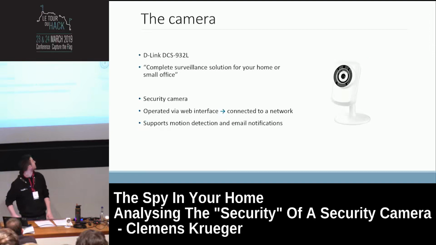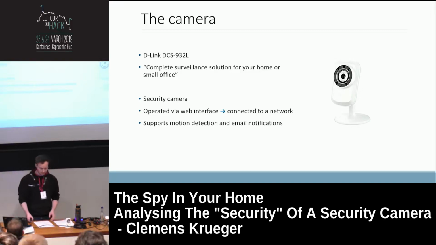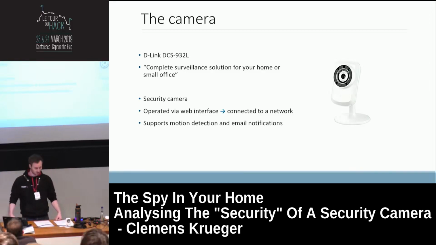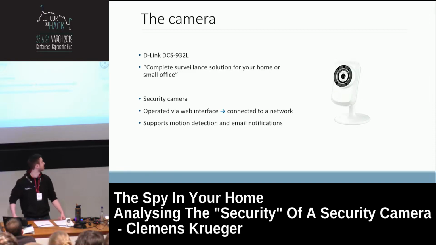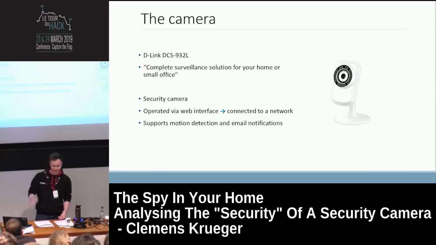Alright, so let's get to the interesting part, the actual camera. Now the camera that I chose was the D-Link DCS932L. It's marketed or described by D-Link as the complete surveillance solution for your home or small office, so it's aimed at home use. And essentially it's a security camera. It's operated via a web interface, which means it's connected to a network, which is great for us, because we can actually see if we can do something with it. It has some cool features like motion detection and email notifications, and especially those email notifications will become important later on.